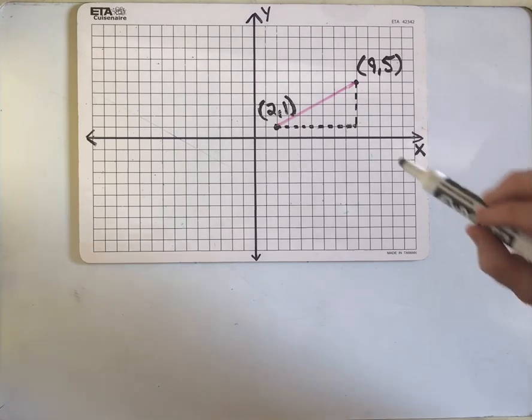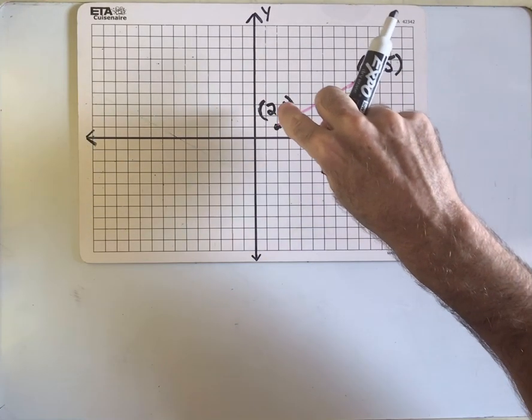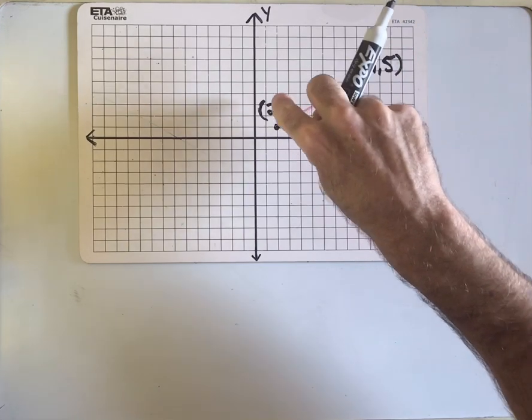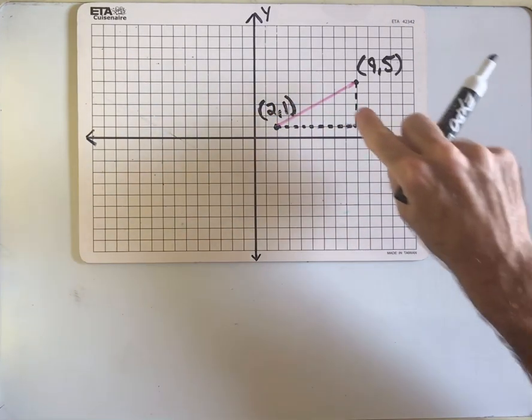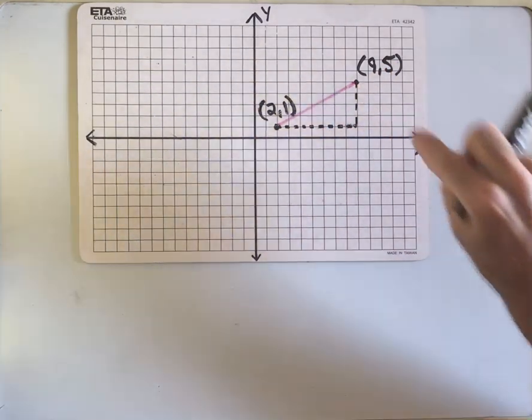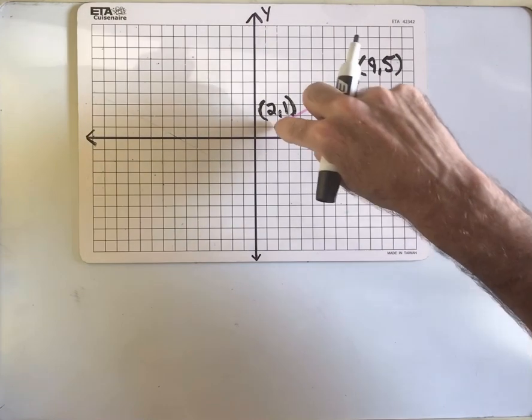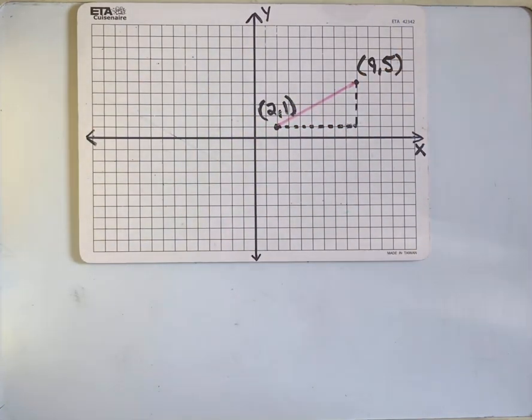Okay, so let's say, for example, right now you don't see these dotted lines here. Let's say we have this line that starts at point (2,1), which is 2 on the x, 1 on the y, and it goes to point (9,5), which is 9 on the x, 5 on the y. The way that we would find that distance, we want to know how long is this line? How many units is this line?